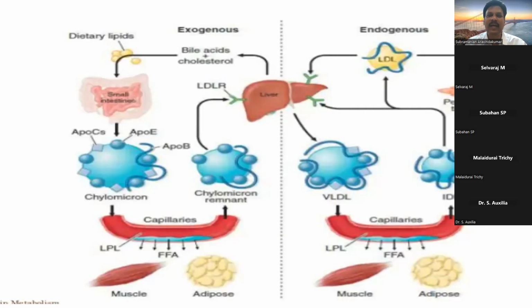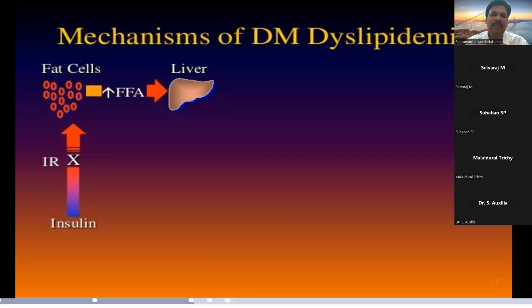Now we will come to diabetic dyslipidemia. What happens when there is insulin resistance? This is a very good slide, and everybody needs to understand it. You have to understand two things insulin does. There are two enzymes in the peripheral tissue which take care of the fatty acid. One is hormone sensitive lipase, another is lipoprotein lipase.